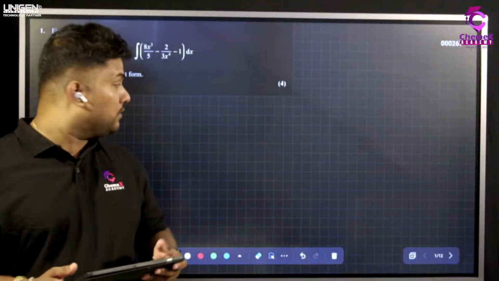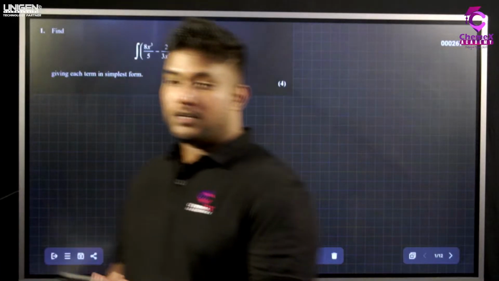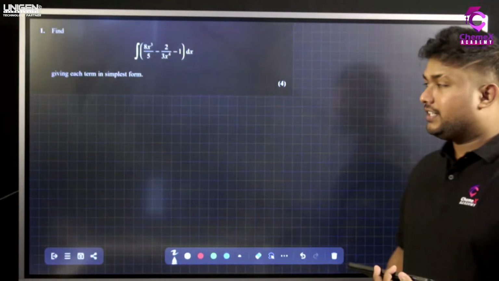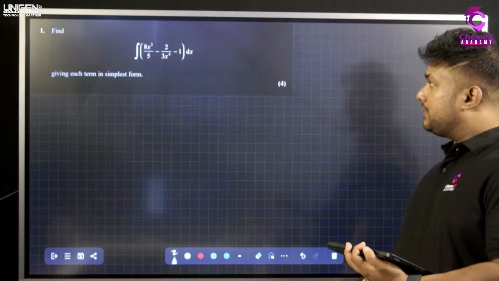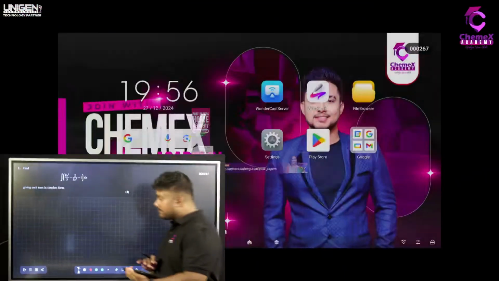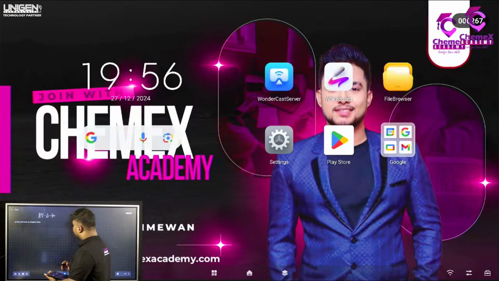Alright, so today we are going to discuss the 2022 January T1 paper. So let's go with the first question. It's about an integration question.